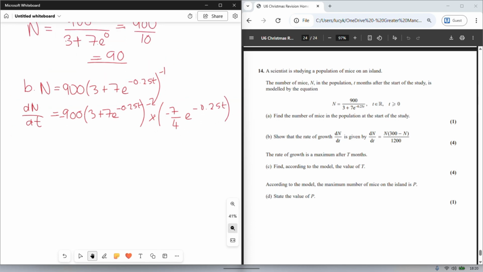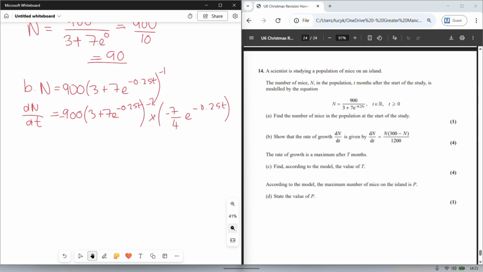So as we can see, that doesn't look like what we wanted. We wanted n's in it. We've got e to the power of minus 0.25t's in it. So what I'm going to do here is use my original equation, because I know that's got n and t in it, and I'm going to try and replace all the t bits with n. Now, normally we'd rearrange to make t the subject.